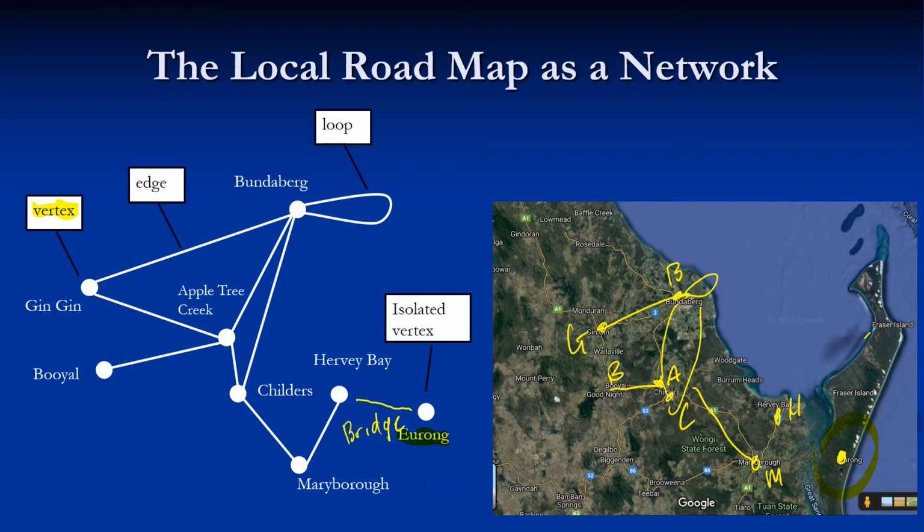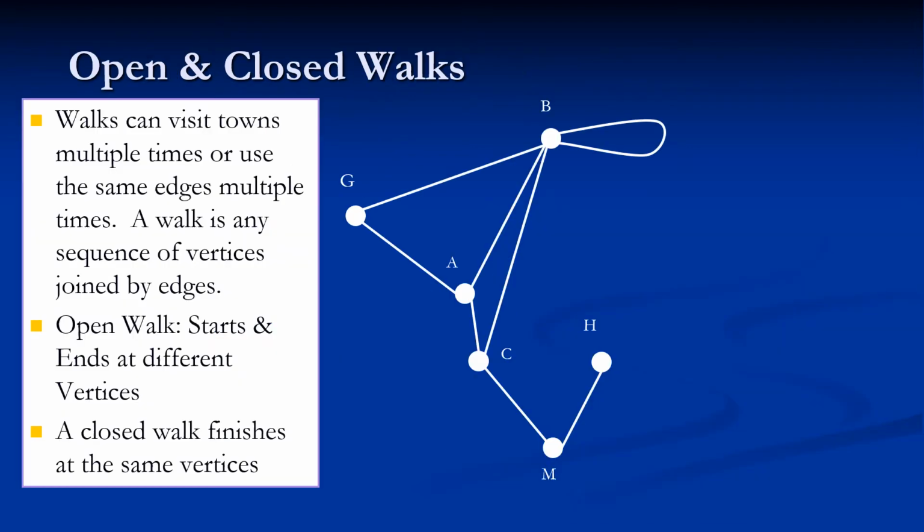What else do we have? We've got a loop out. Here's our loop out near Bundaberg, so that's our Bargara loop. And each road in this case is called an edge.